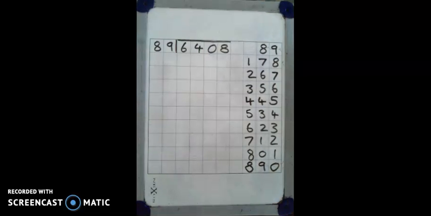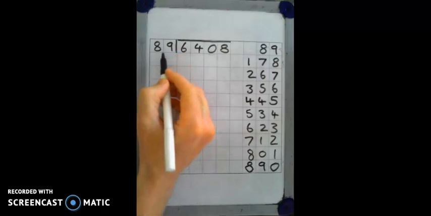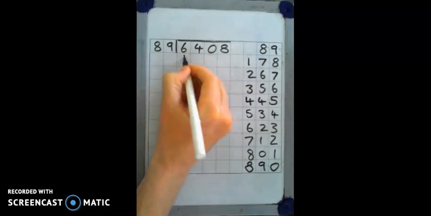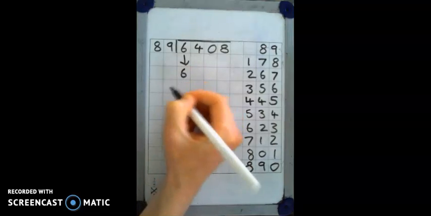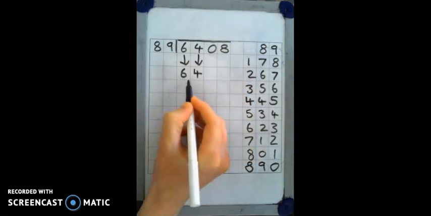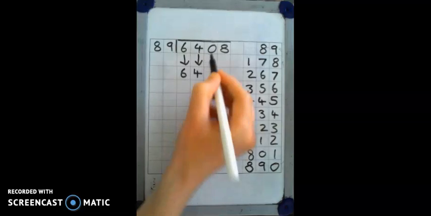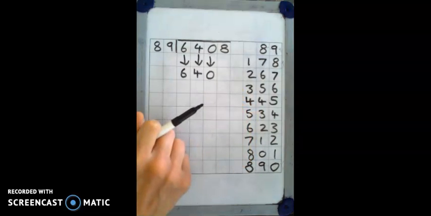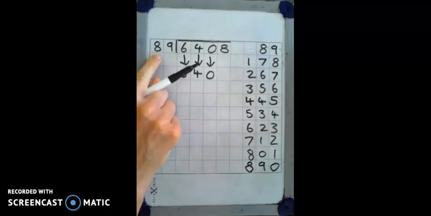Right, so remember the steps. Dracula must suck blood. Divide, multiply, subtract, bring down. If we can't do the first step, we go straight to 4. So can we divide 6 by 89? Not using this method, we can't. So we're going to go straight to step 4, which is to bring down. And let's bring down this number with it, 4. Can we divide 64 by 89? No, not easily using this method. So again, we're going to bring down the next number. Can we divide 640 by 89?